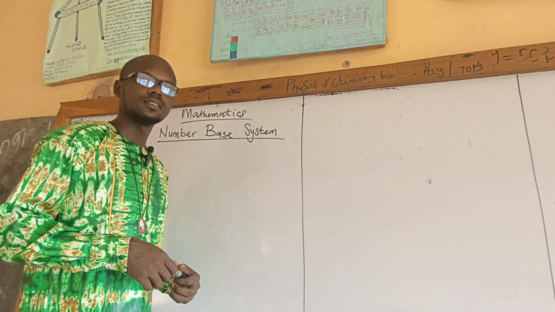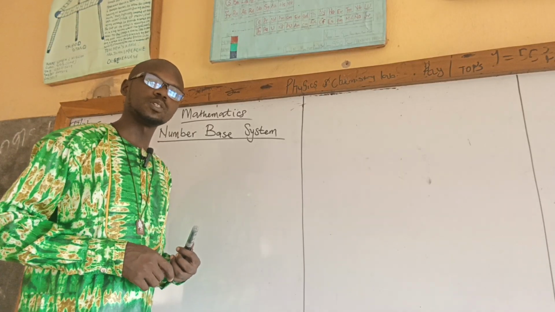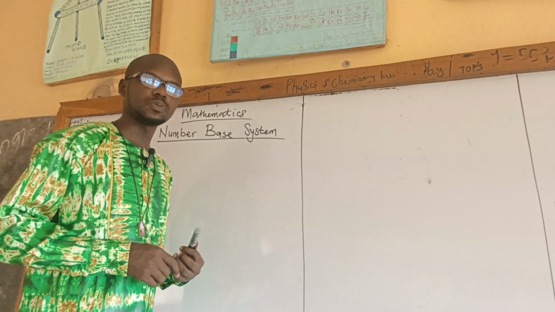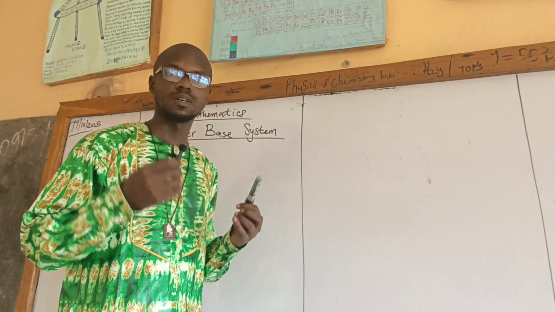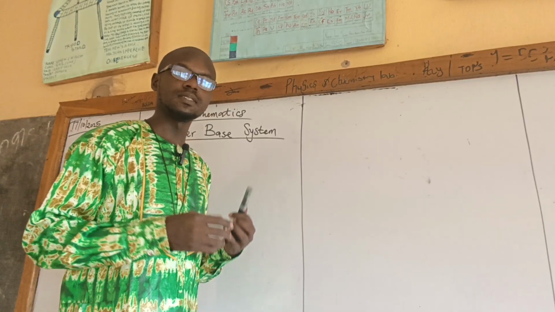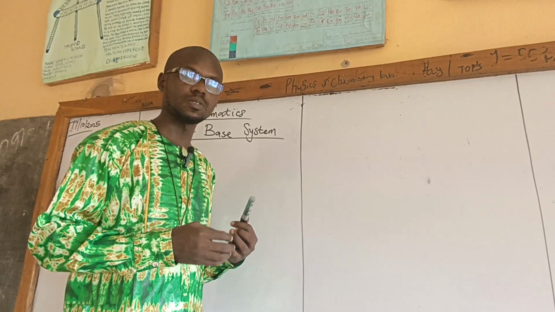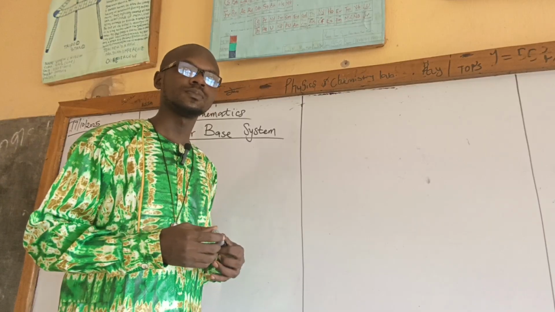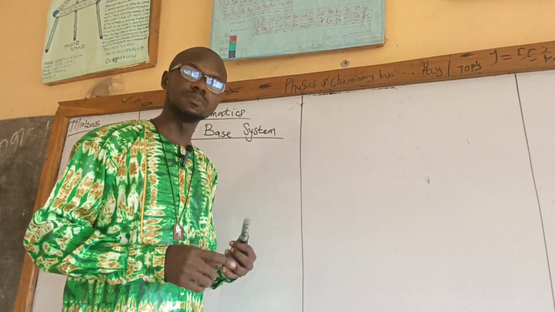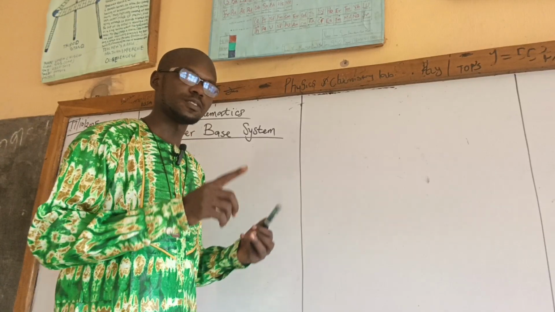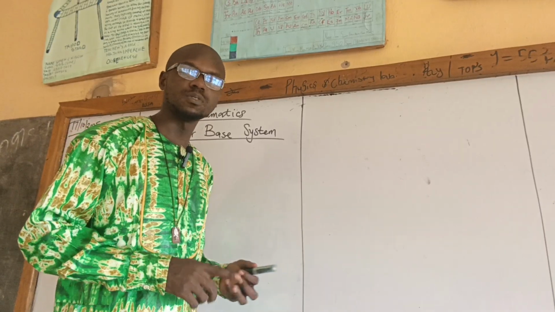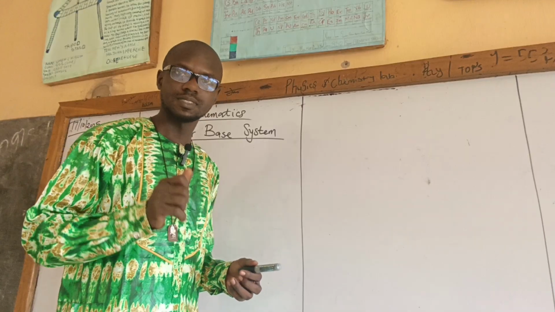And take note, in base 2, you only have two numbers. That is why it's called base 2 in the first place. Just two numbers, which are 0 and 1. And in base 3, we have three numbers, which are 0, 1, and 2. So which means in base 2, we don't have 2. In base 3, we don't have 3. In base 4, we don't have 4. In base 5, we don't have 5. Just like that, so you get.